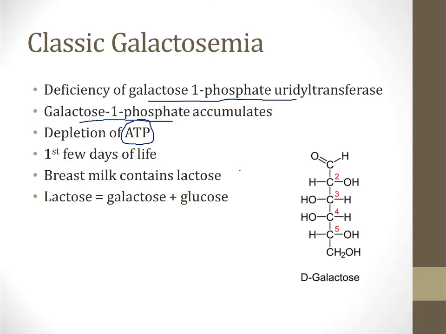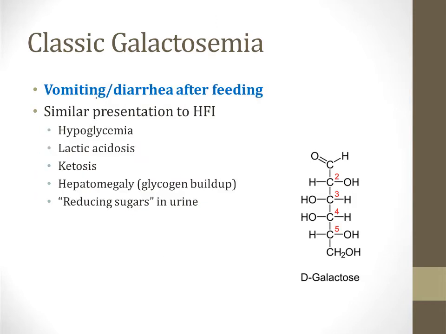In contrast, however, to fructose intolerance, which presents when the baby is weaned from breast milk, galactosemia presents in the first few days of life. That's because breast milk contains lactose, and lactose is made up of galactose and glucose. So, this disorder will present in the first few days of life with a baby that develops vomiting and diarrhea after feeding. It's going to occur just after feeding because that's when the galactose is taken up by the baby and it can't be metabolized. Otherwise, it's going to have a similar presentation to fructose intolerance. There will be hypoglycemia, lactic acidosis, ketosis, hepatomegaly from glycogen buildup, and reducing sugars in the urine.